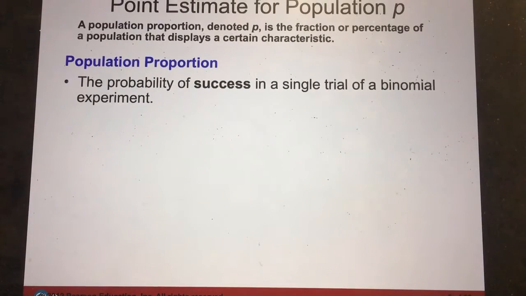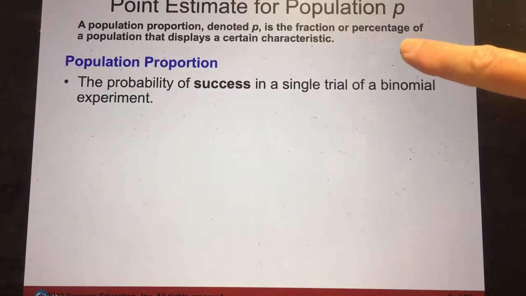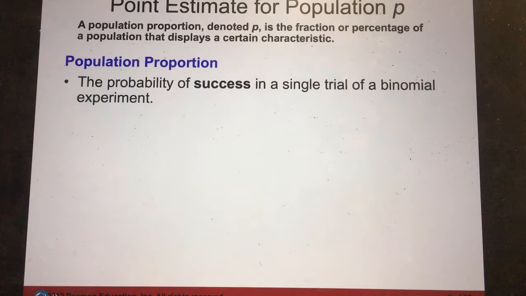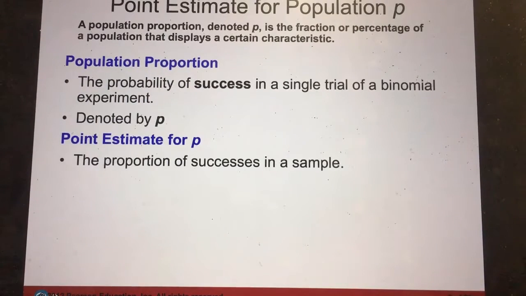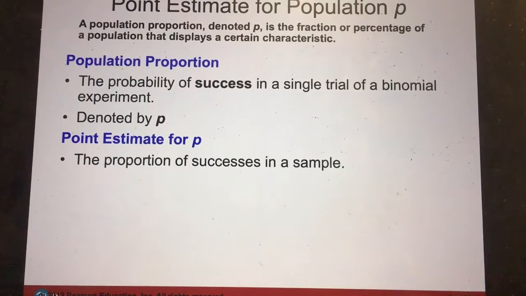So, point estimate: the probability of success in a single trial of a binomial experiment is the true population proportion. We don't know that, but we're going to use the sample proportion as a point estimate for that. And then we're going to build an interval around that sample proportion in order to be confident to the level that we need that our true proportion is inside there. It's denoted by P as the population proportion, and p-hat is the sample proportion.